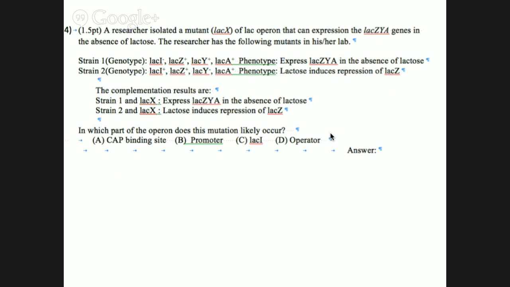Okay, so this is the question. Let me read this question. The researcher isolated a mutant in the lac operon called lac-X, and this can express the ZYA genes in the absence of lactose. So this is a mutant E. coli, and the lac operon is supposed to express these structural genes when lactose is around. But in this mutant, even when lactose is not there, it's still expressed. So that's why it's different from wild type. That's how we call it mutant.